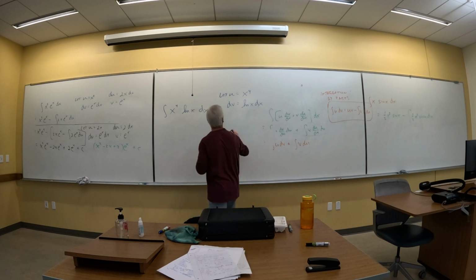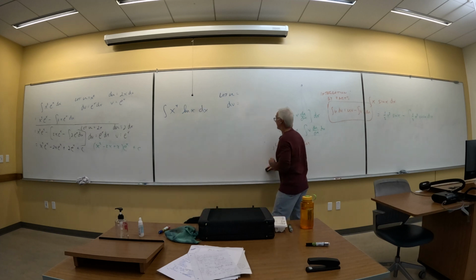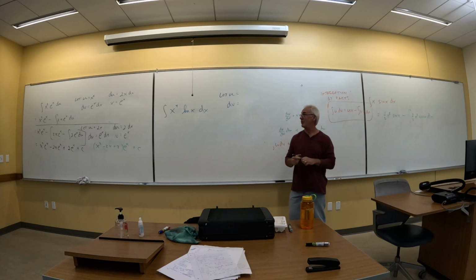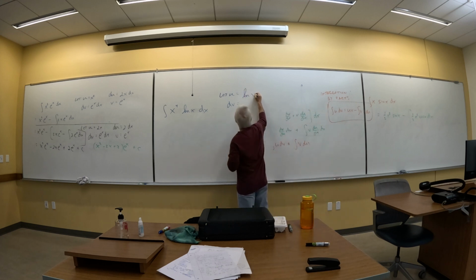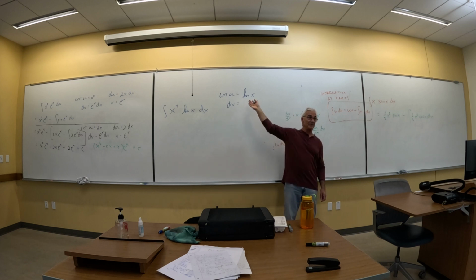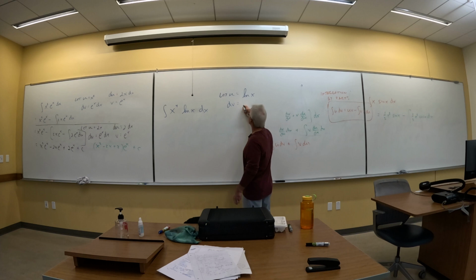What does my u have to be? Log. Log, because that's the one I don't know how to integrate. I only know how to differentiate log. So what I was saying a moment ago is if you can integrate both, then pick the polynomial thing to be the u. But you can't integrate both, so you don't have a choice really. You have to pick the u to be the log. Then your dv is x to the fourth dx.